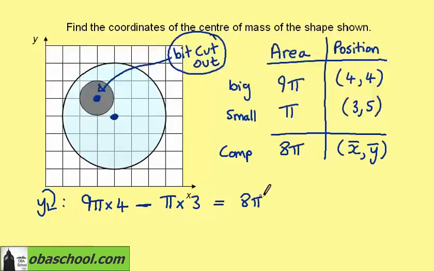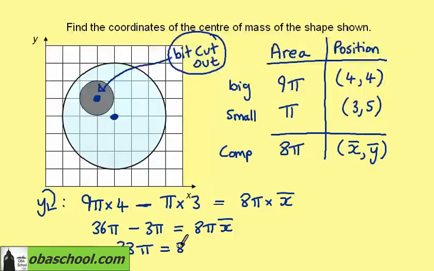This must be equal to 8 pi times x bar. So we have 36 pi, take away 3 pi, is equal to 8 pi x bar, and so 33 pi is equal to 8 pi x bar. We can cancel the pi's, and then we can see that x bar is equal to 33 over 8.